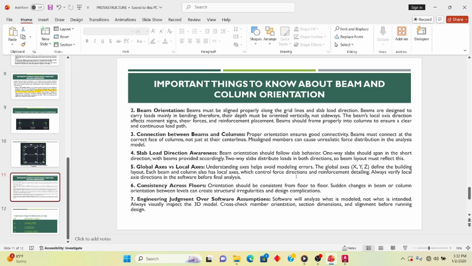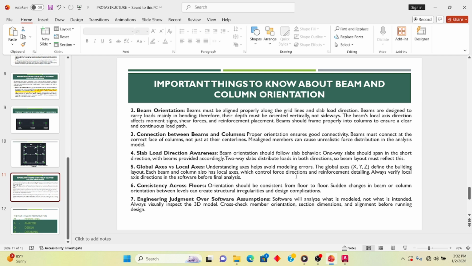Okay, then slab load direction awareness. Now, beam orientation should follow slab behavior. One-way slabs should span in the short direction with beams provided accordingly. And also two-way slabs should distribute loads in both directions. So the beam layout must reflect all of this.